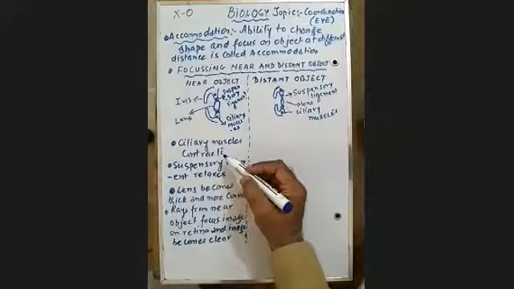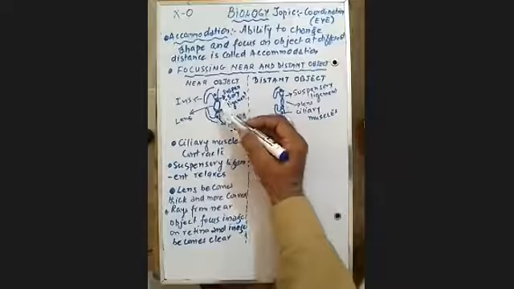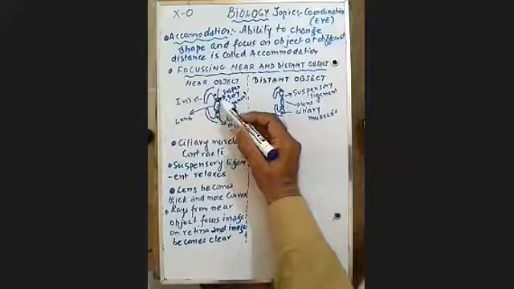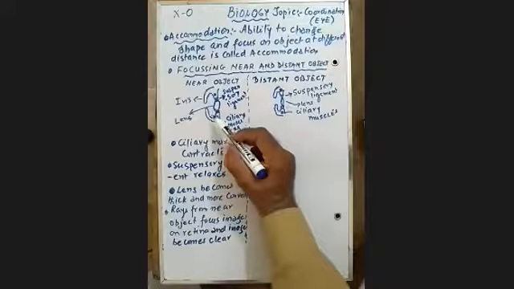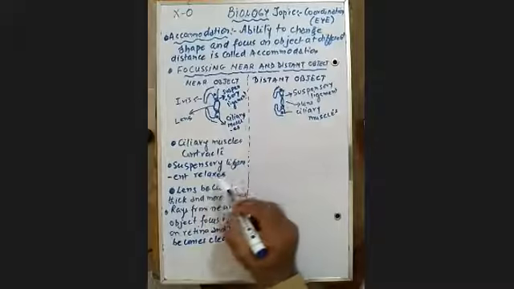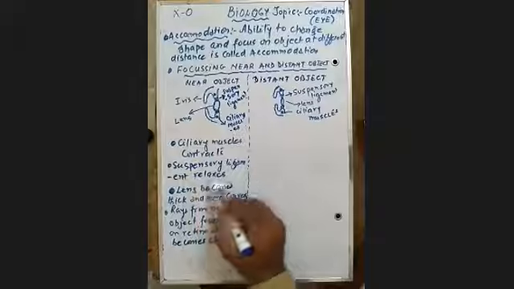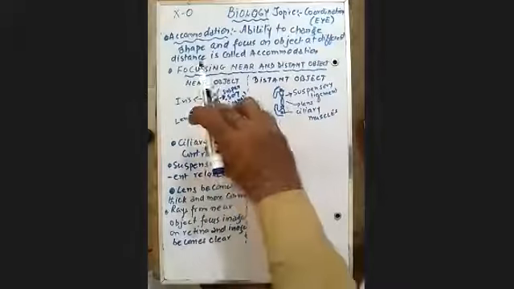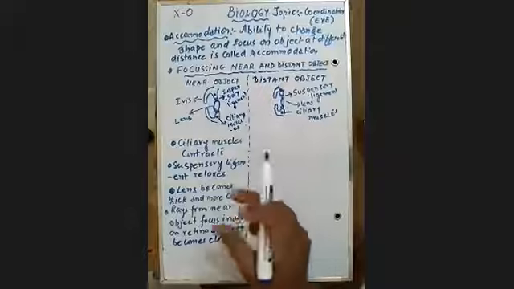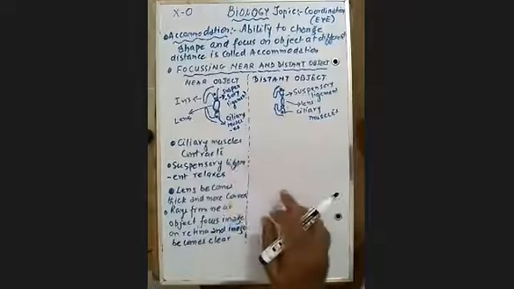The ciliary muscle contracts. When the ciliary muscle contracts, what happens? The suspensory ligament and ciliary muscle work opposite to each other. This is the ciliary muscle, and the suspensory ligament is holding the lens. When the ciliary muscle contracts, the opposite happens: the suspensory ligament relaxes. When it relaxes, the lens becomes thick and more convex. The rays from the near object focus on the retina and the image becomes clear.